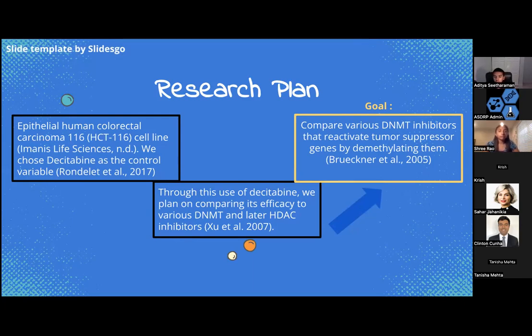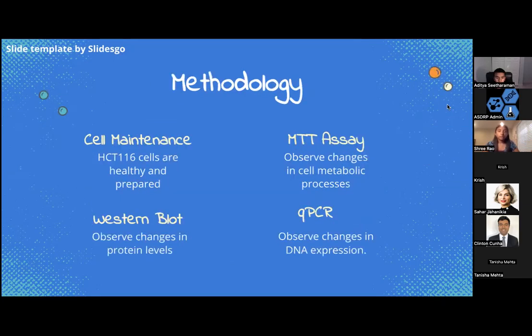The project's main goal is to compare various DNMT inhibitors that reactivate tumor suppressor genes by demethylating them. Methodology. We will be using MTT assays, qPCR, and Western Blots to continue our research. We will also be using cell maintenance to ensure that our HCT-116 cells are healthy and prepared for experimentation.